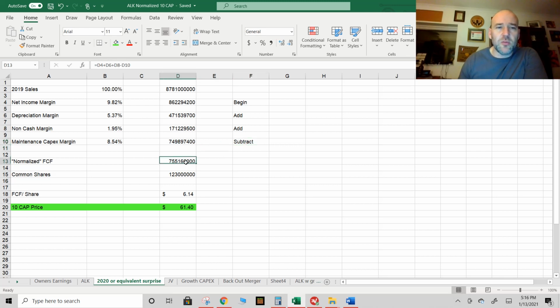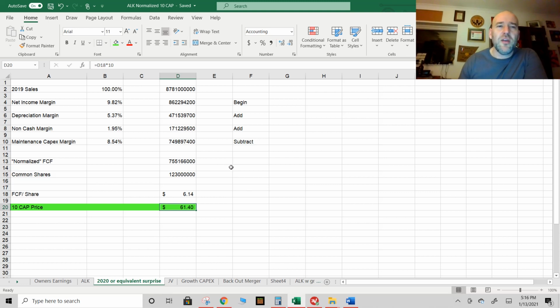And so I get a normalized cash flow of about 755 million, which is moderately less than the net income. So I had the common shares in 2019, which was 123 million. It gives me 614 in free cash flow per share, or a 10 cap price of 61.40.